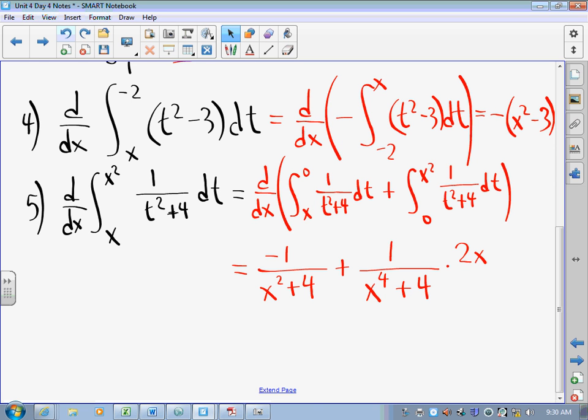Okay, that's the Fundamental Theorem part 1. Fundamental Theorem part 1 helps us find the derivatives of integral functions. Fundamental Theorem part 2 will help us evaluate definite integrals, and that is the part with which you are much more familiar. That is the part we'll hit tomorrow.